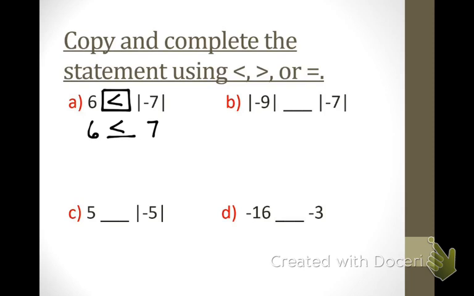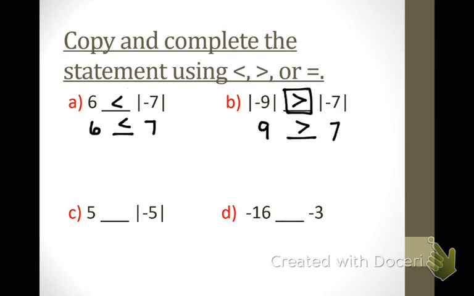Alright, so you know the absolute value of negative 9 is 9, and the absolute value of negative 7 is 7, and we can tell 9 is greater than 7, so the absolute value of negative 9 is greater than the absolute value of negative 7. For problem C, it says 5, and then you're trying to compare it to the absolute value of negative 5. So remember, you're just going to bring the 5 down, and the absolute value of negative 5 is going to be 5. You can tell that they equal each other.